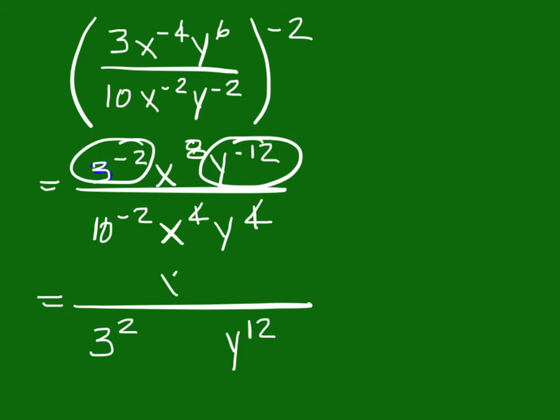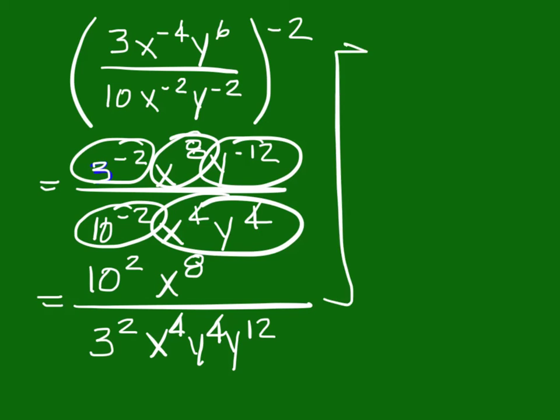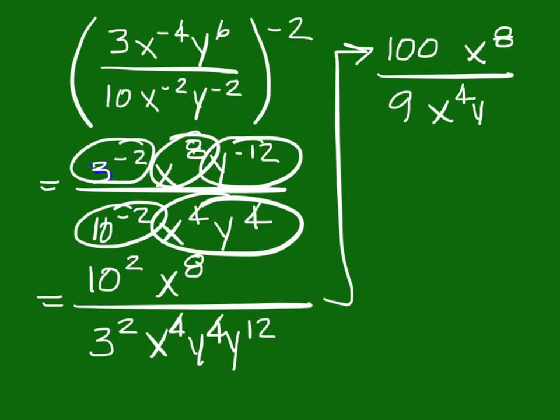The x to the 8th stays on top. On the bottom, you have 10 to the negative 2. That goes to the top, becomes positive. And then you have an x to the 4th and y to the 4th on the bottom that are both positive. They stay behind. Come up here and simplify. You'll have 100 x to the 8th over 9 x to the 4th, y to the 4th, y to the 12th. And simplify your exponents.